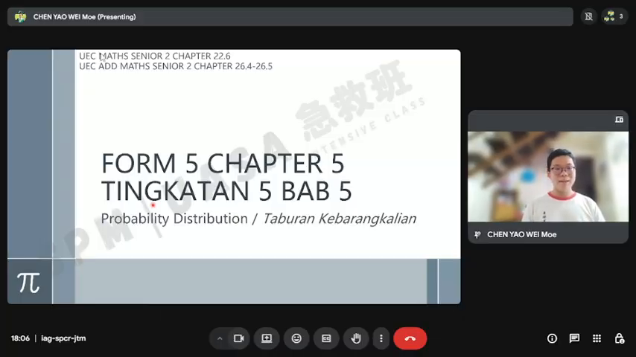One of the chapters I think is very confusing for you. This chapter actually is... we have one term in our previous class, for Form 5 to Form 4. We have one term we can use for this chapter. So in this chapter, you learn about probability.